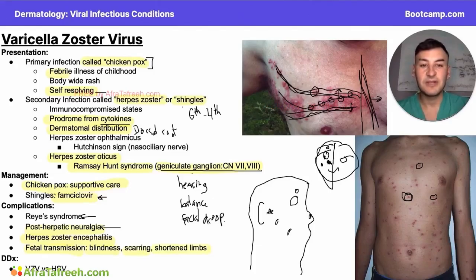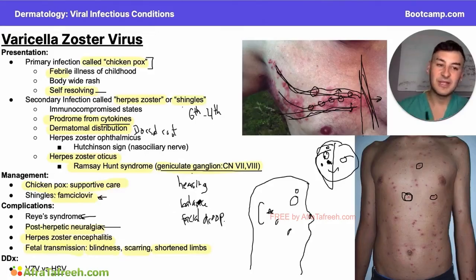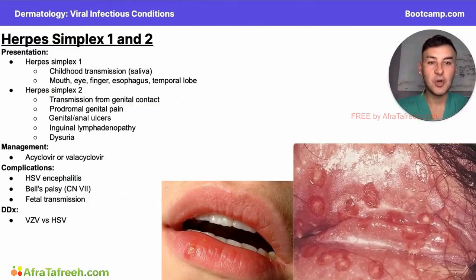So in terms of our differential diagnosis, we are in the land of dewdrop on a rose petal, so we always have to be entertaining VZV versus HSV. And we talked about some of the important aspects of VZV, and you guessed it, we're going to move to HSV next. Okay, so we talked about VZV. Let's move on to herpes simplex 1 and herpes simplex 2.